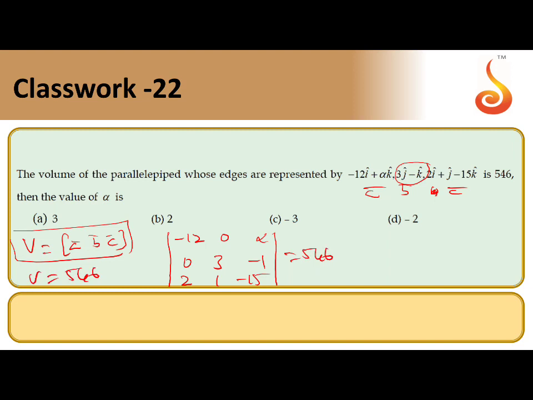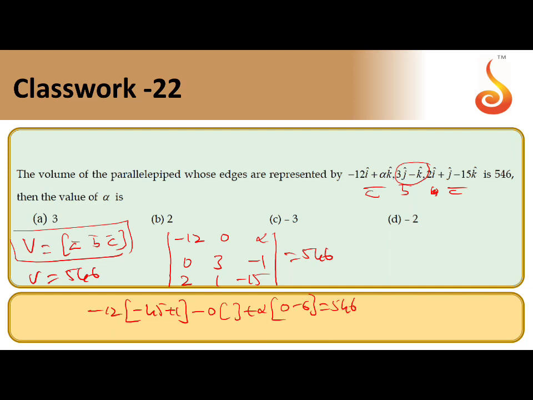So V is the box ABC. Box is nothing but the determinant. Now we can solve the determinant. I hope this is clear. Just look at this. I am solving the determinant. Minus 12 into minus 45 plus 1. Next, the second term is 0, leave it. Plus alpha into 0 minus 6 equal to 546.